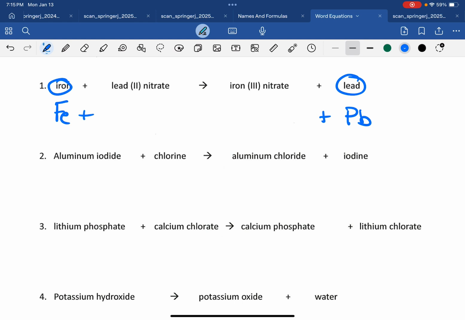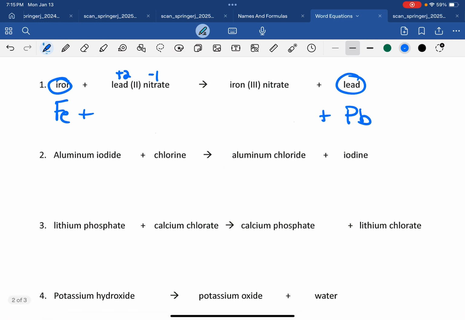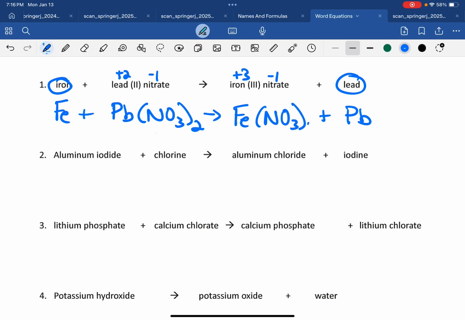The lead 2 nitrate, the Roman numeral 2 tells me that the charge on lead is +2. Nitrate, you should know, is a -1 charge. NO3 -1 is the nitrate. So when we do the crisscross, it'll be Pb(NO3)2. And then on the right side, iron 3 will have a +3. The nitrate is still a -1 because it's nitrate. We do the crisscross, we'll get Fe(NO3)3. And we are done with this one.